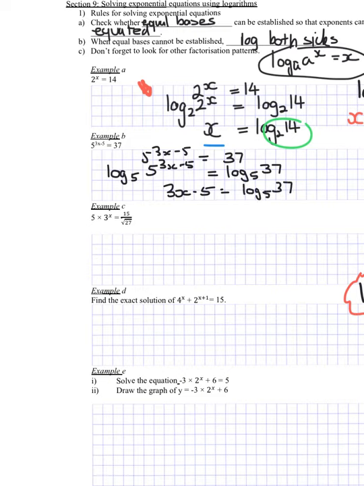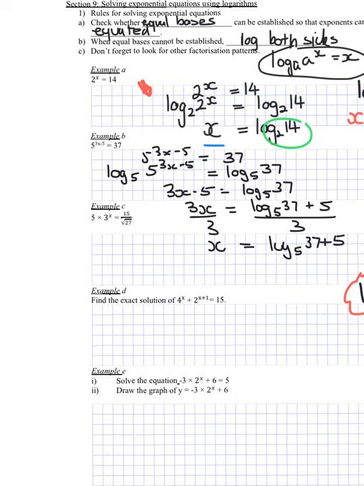I'm going to rearrange this equation like I would any equation because I know that log base 5 of 37 is just a number. So I'm going to add 5 to both sides, so I'm going to get 3x equals log base 5 of 37, add 5, and then I'm going to divide both sides by 3. And so I'm going to get that x equals log base 5 of 37 plus 5, divided by 3. And that's the answer to my question. Okay?